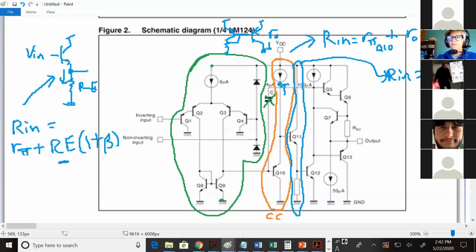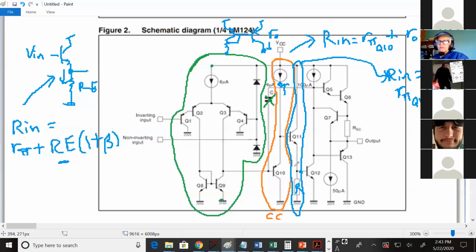Just the standard R in with RE instead. Yep. R pi Q11 plus whatever this resistor is here, times 1 plus beta. And you are pretty much guaranteed that RO is much bigger than R. So the R in here is really big, so it's not going to load this at all. But now you can get the shift up, shift back down, and now you're back to the same voltage that you had out of your diff pair.